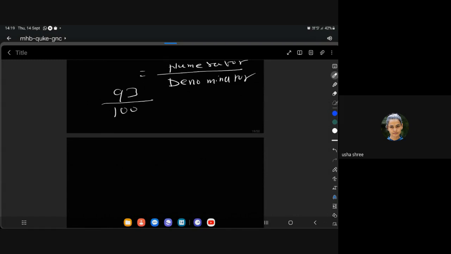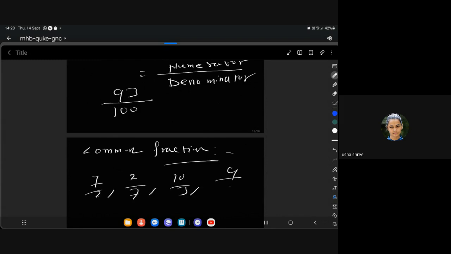Now there are some types of fraction. One is called common fraction. Whatever fractions we are seeing with a numerator and denominator are called common fraction. It may be 7 by 2, it may be 2 by 7, it may be 10 by 3, it may be 9 by 12, anything. So these are called common fraction.